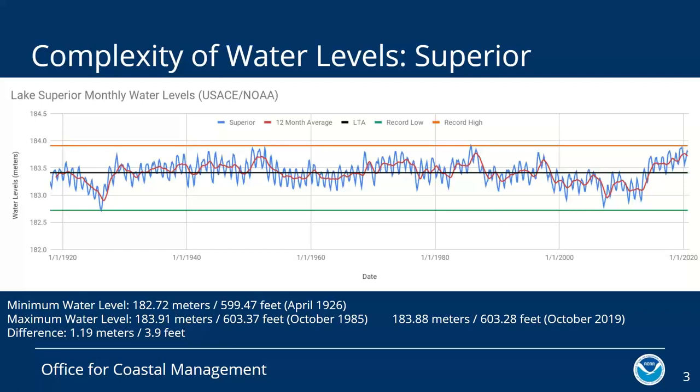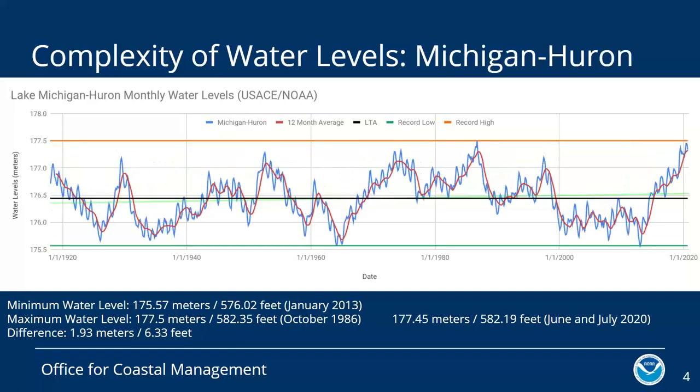When you look at these changes from the record lows to the record highs and the amount of difference, what's pretty staggering is how do you accommodate this much change? Of all the lakes, Lake Superior changes probably the least in terms of overall change from low to maximum water levels, only 3.9 feet. But if we look at some of our other lakes like Michigan-Huron, that can be up to 6.33 feet.